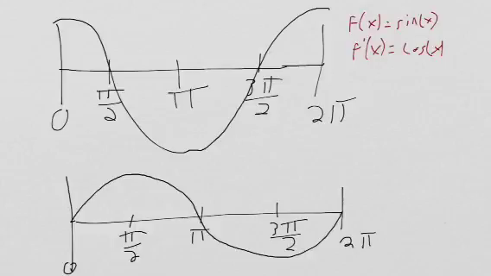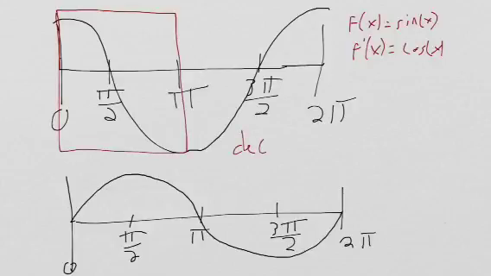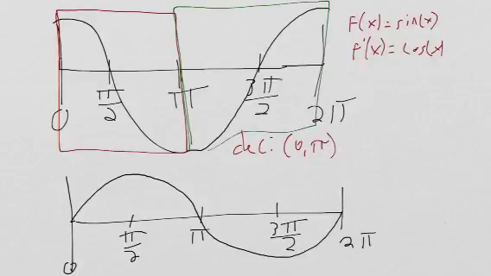We should use red because it's decreasing from 0 all the way until pi. There, cosine is decreasing from 0 to pi, and then it's increasing from pi all the way to 2 pi. All right, well, the problem is sine is positive from 0 to pi, but cosine is decreasing. The derivative of cosine has to be negative from 0 to pi. Sine is not. It's increasing from pi to 2 pi, but sine is negative from pi to 2 pi.